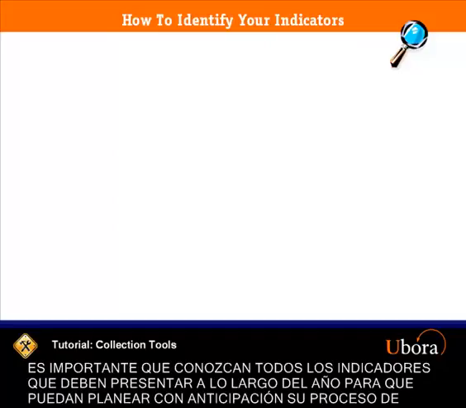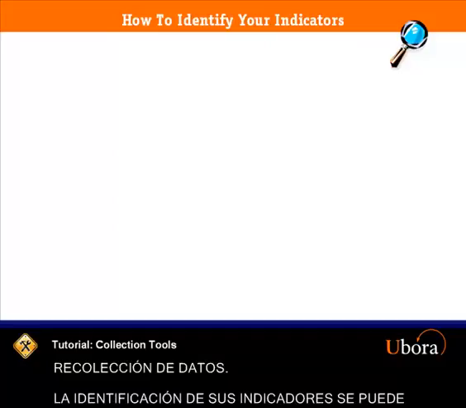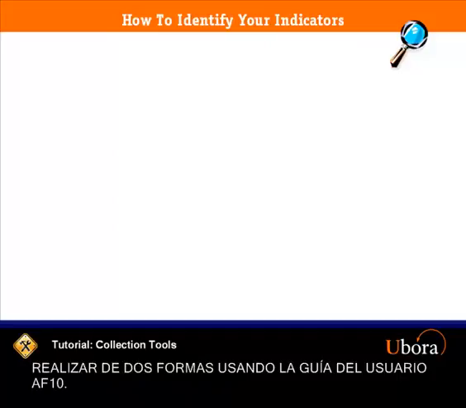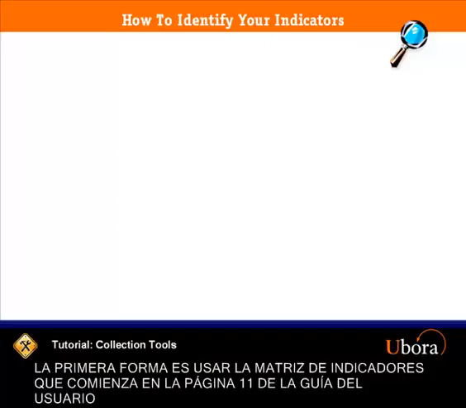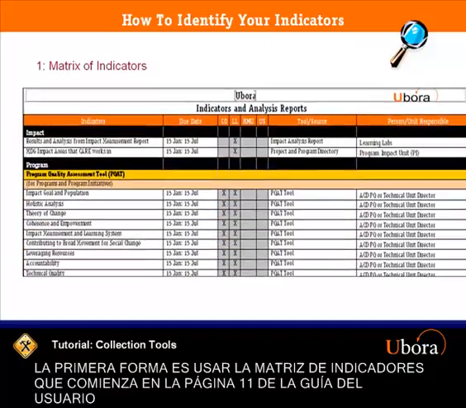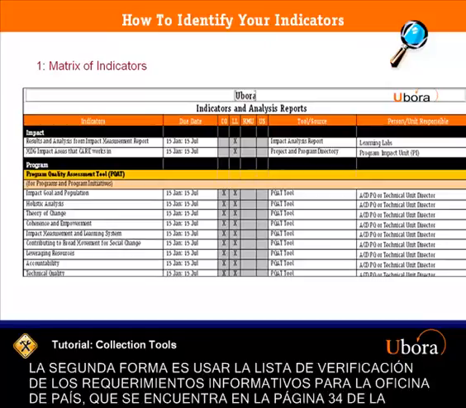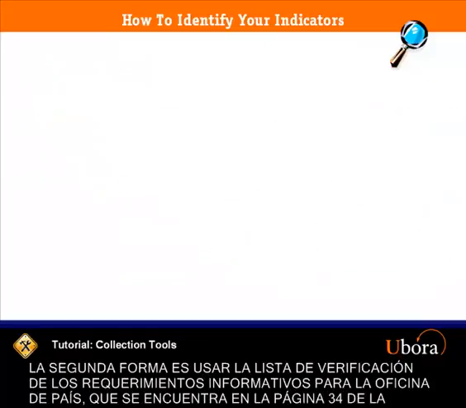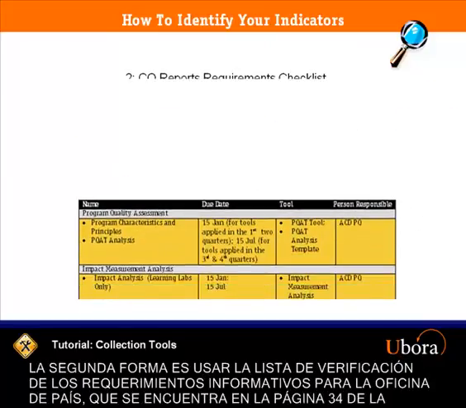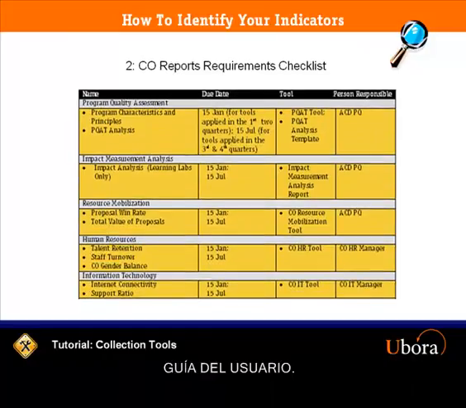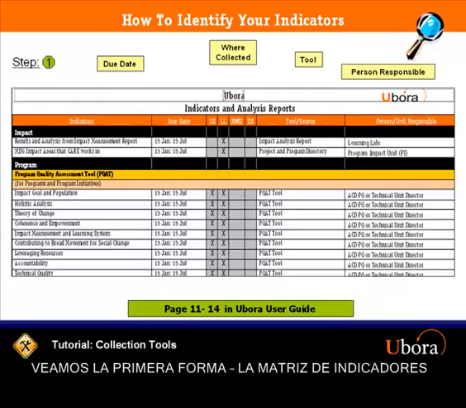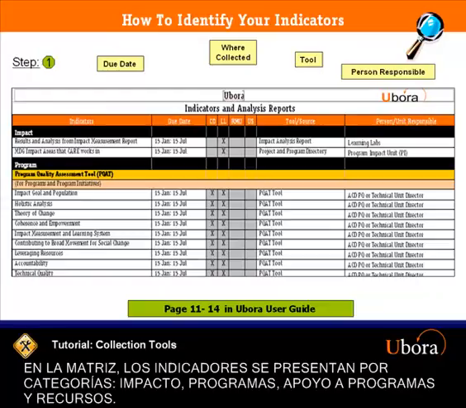The first step in submitting a collection tool is to identify the indicators you are responsible for. This will help you plan ahead for your data collection process. Identifying your indicators can be done in two ways when using the FY10 Ubora user guide. The first way is to use the matrix of indicators, which starts on page 11. And the second way is to use the CO reporting requirements checklist, which can be found on page 30 of the user guide. Let's explore the first way, the matrix of indicators.